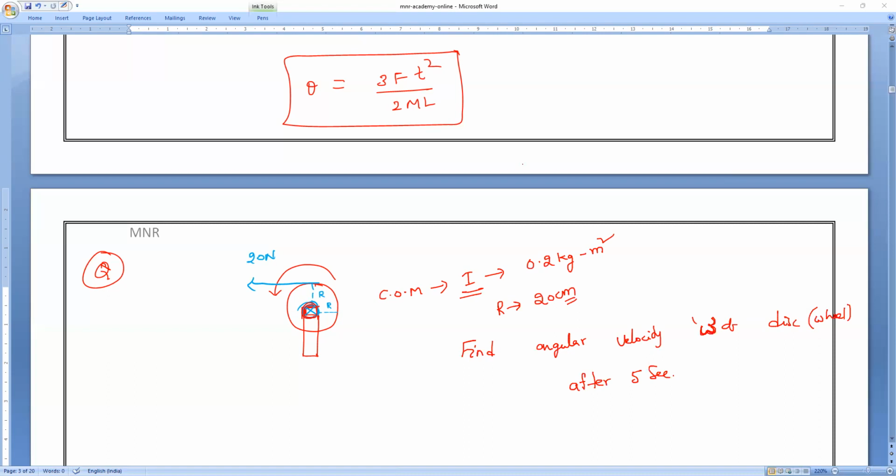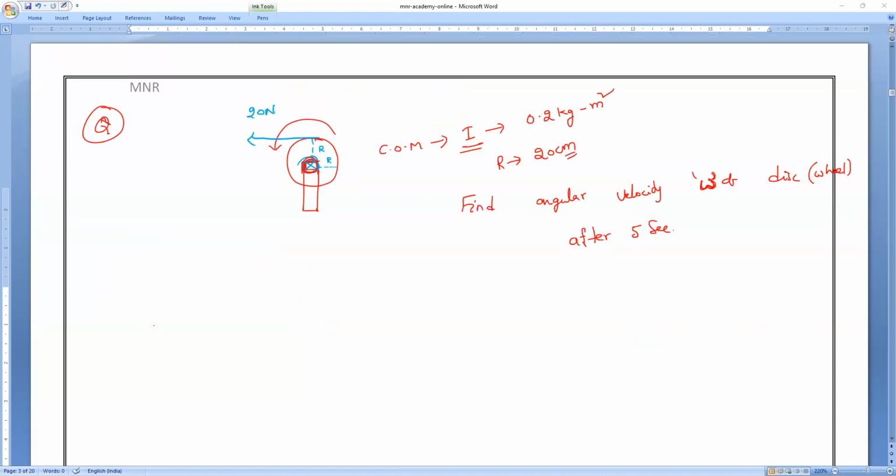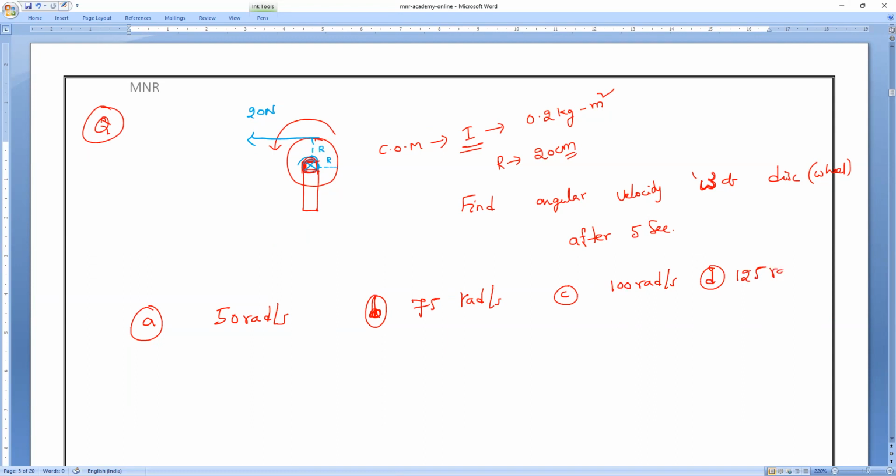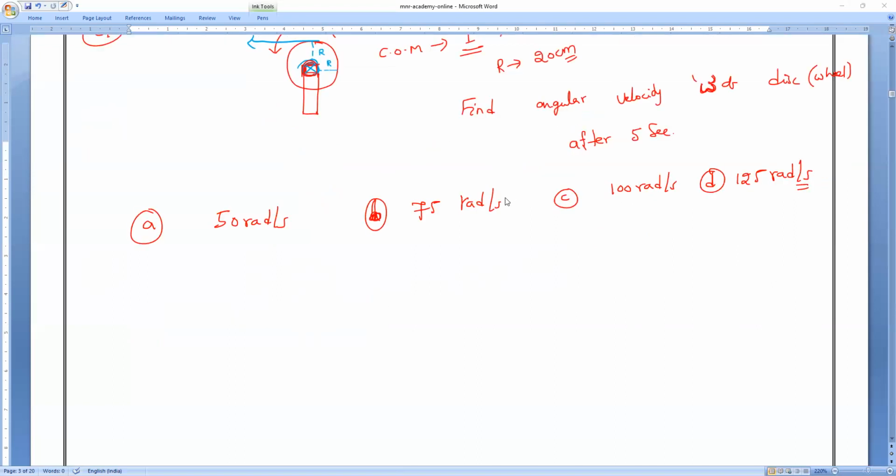I will give you the answers also. You can solve. Option A, 50 radian per second. What is the unit of angular velocity? Radian per second only. B, 75 radian per second, C, 100 radian per second, and D, 125 radian per second. Please do it. This concept is over; almost 55% of the syllabus we finished in this concept. Do it fast, everybody. Any doubt, ask.